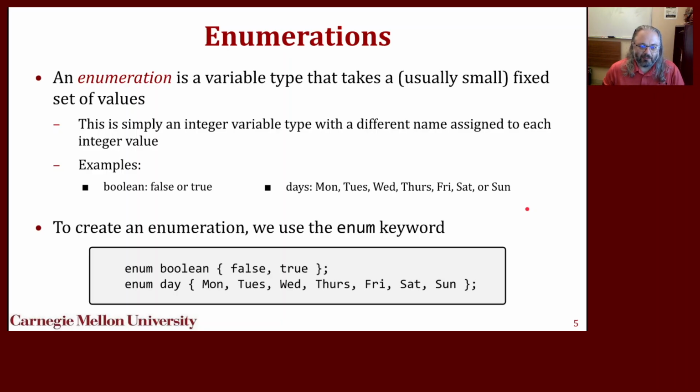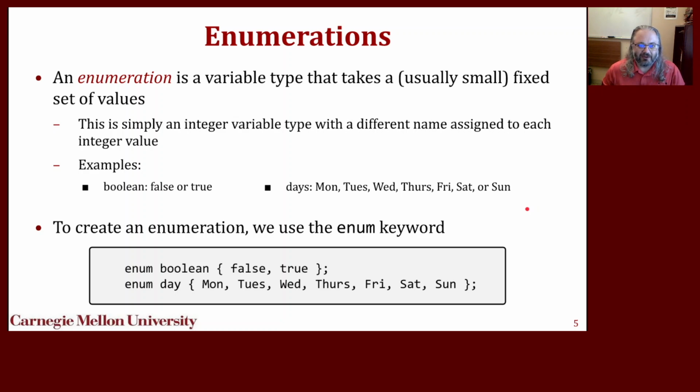The enum keyword basically says we're going to define a new integer variable type, and here's its name, and here is a list of the names of the values that it can take. So these last 2 lines are exactly definitions of enumerations. The first is a definition of the Boolean enumeration that can take values with names false and true. And the second is an enumeration for a variable called day that can take values with names mon, Tues, Wed, Thurs, Fri, Sat, and Sun, representing the 7 days of the week.